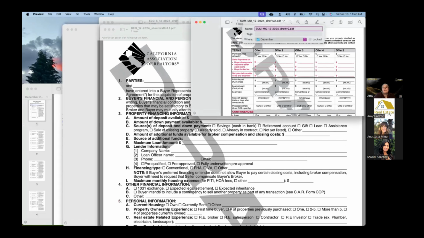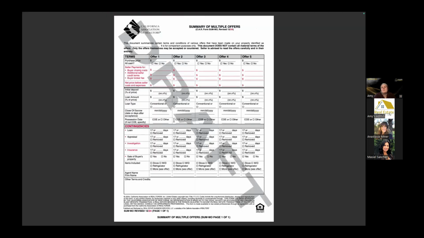The next one is, oh, this one's really cool. Actually, this is our seller multiple offer summary of multiple offers, the SUMMO, summary of multiple offers. They just updated this.